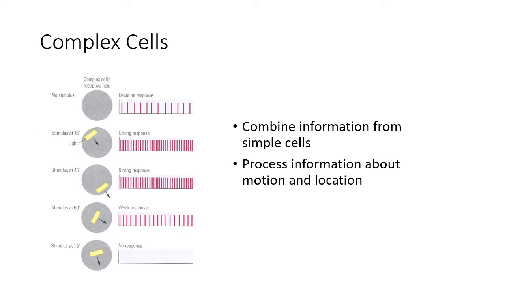Complex cells combine the information from the simple cells as well as process information about motion and location. So you've got a bunch of simple cells that are saying there's a line that's this way, there's a line that's this way, and there's a line that's this way. It takes this information, and maybe this is in motion. This triangle is moving across the screen from left to right. The complex cells are taking that information from the simple cells, mapping it out to a triangle, mapping out its motion, and conveying the information that that is now a triangle that is moving.